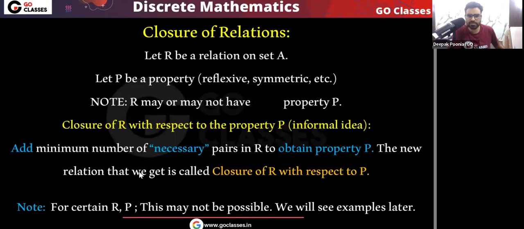So let's see. Closure of R means closure of this relation R that is given to you, closure of R with respect to this property P. What is the definition? The definition is very simple. Let's see. This is the definition you can see.